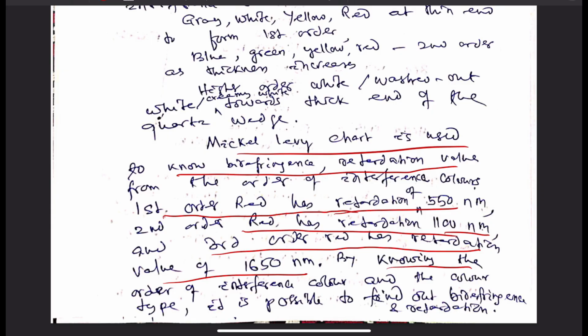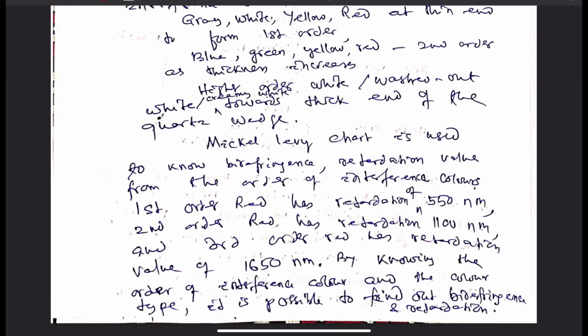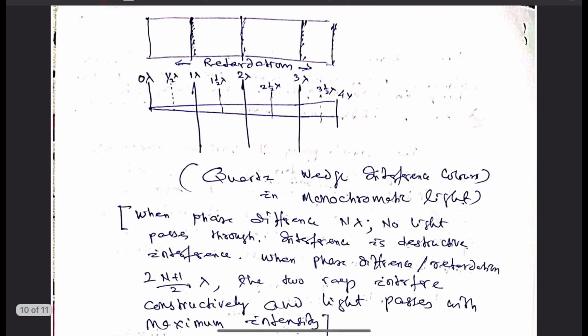retardation. By knowing the order of interference color and the color type, it is possible to find out the birefringence and retardation value. So in this manner we use the Michel-Lévy chart and determine the birefringence value and the retardation value.